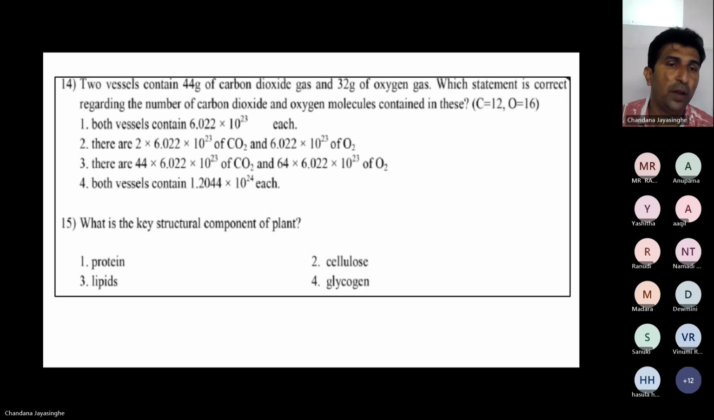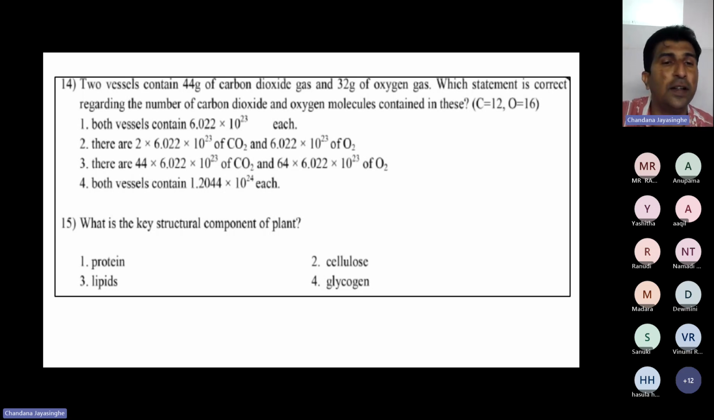14th question. Two vessels contain 44 grams of carbon dioxide and 32 grams of oxygen. Now you know the relative molecular mass of carbon dioxide is 44, so 44 grams. How many moles are there? 1 mole. The relative molecular mass of oxygen is 32, so 32 grams has 1 mole.